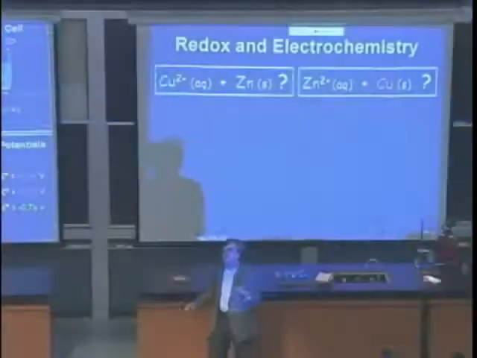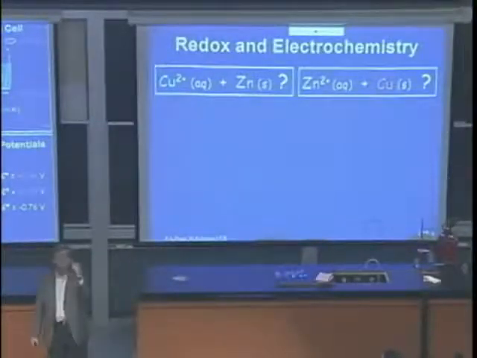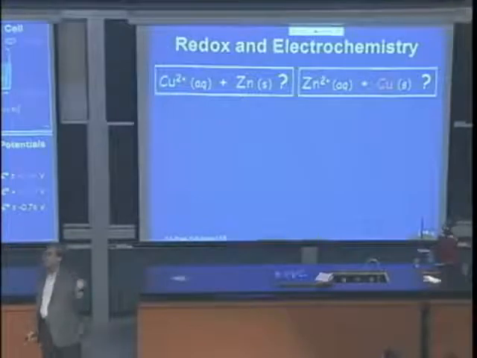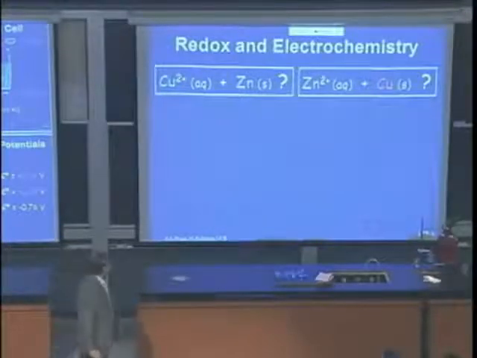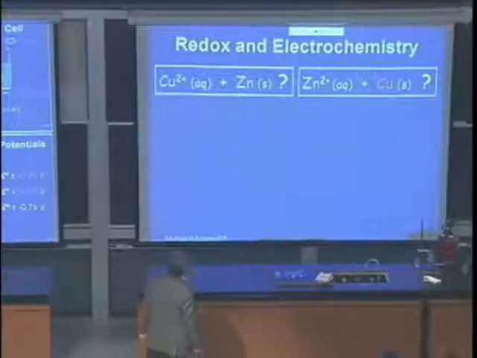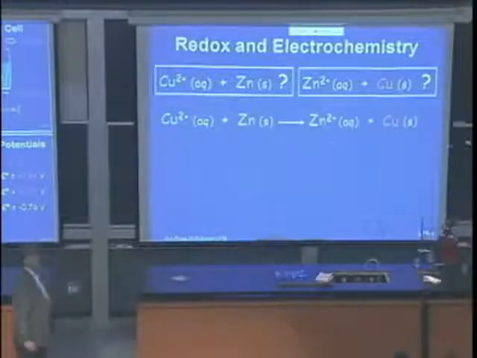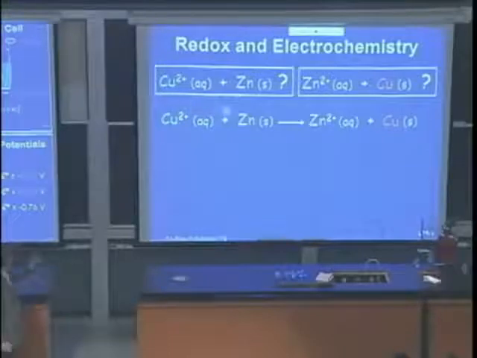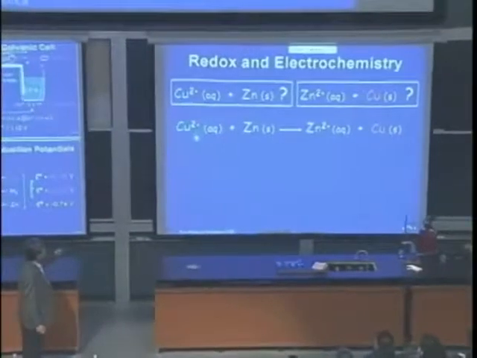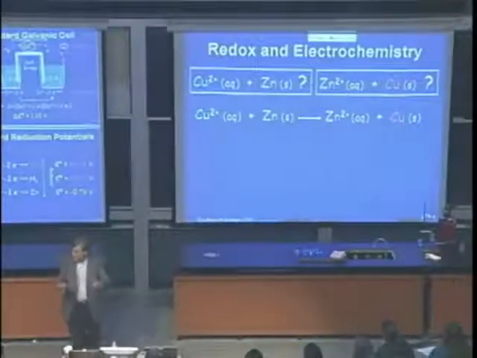But that's not possible. We've got to make a decision. Either one of them goes in solution and the other one plates out. Which one it is, this is part of our lecture today. So we have Cu2+ and solid zinc, or Zn2+ and solid copper. So this is what actually happens. The Cu2+ goes from solution and it will plate out on the copper rod. It will make the copper rod thicker and thicker.